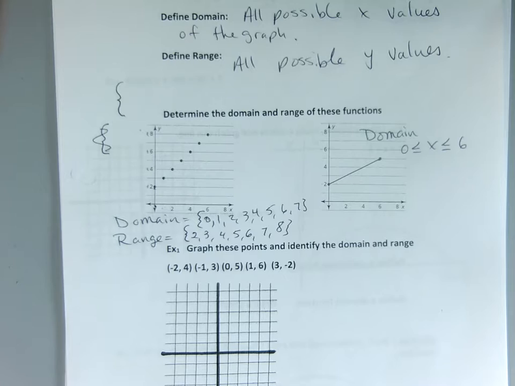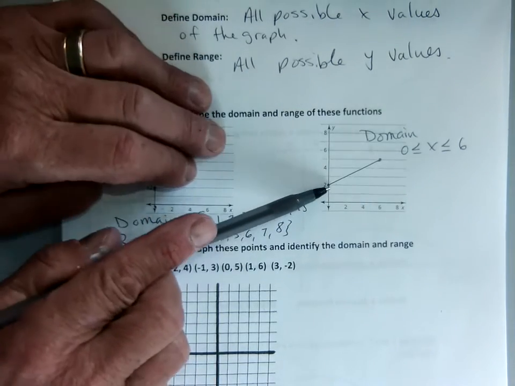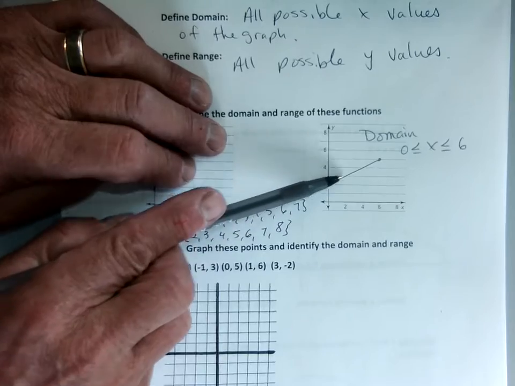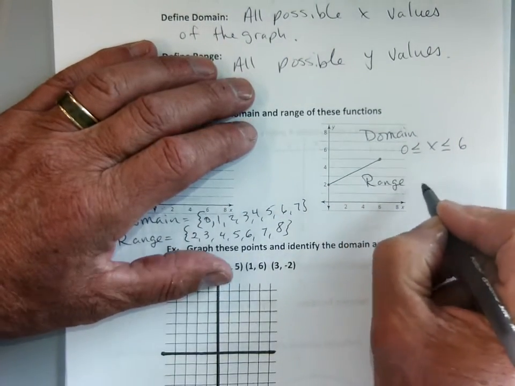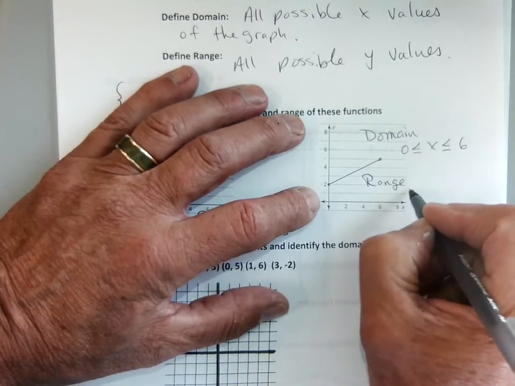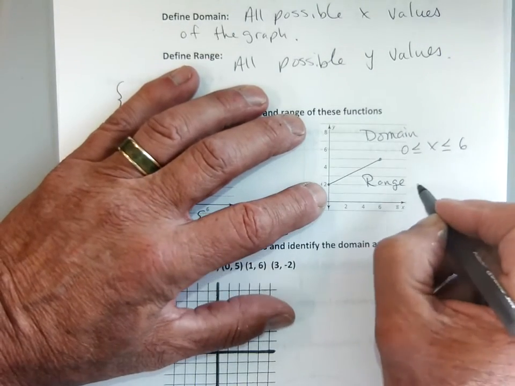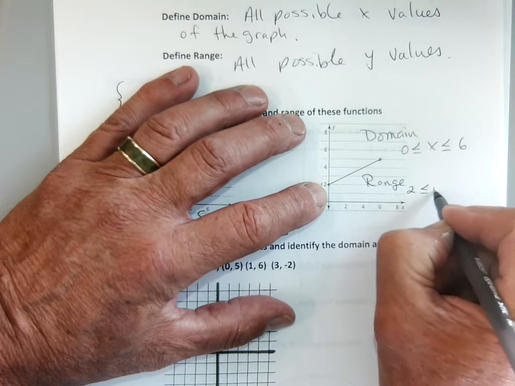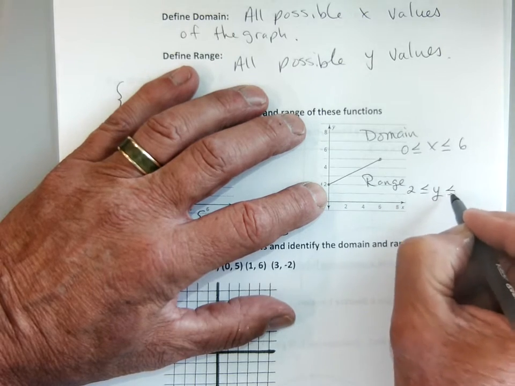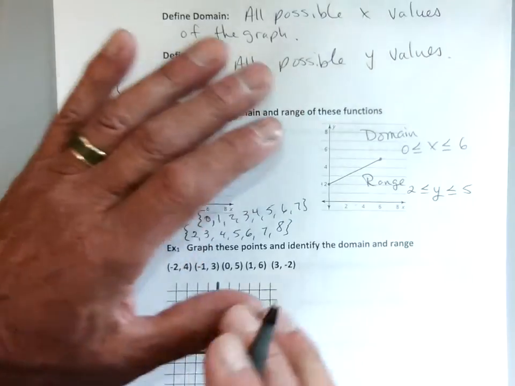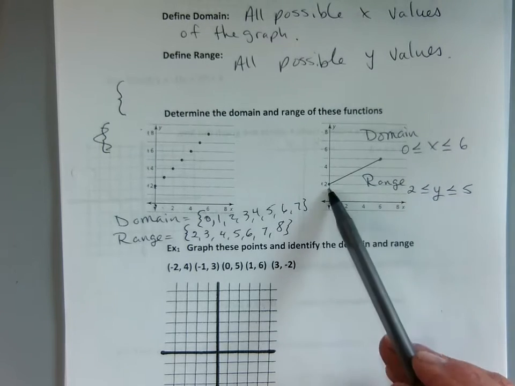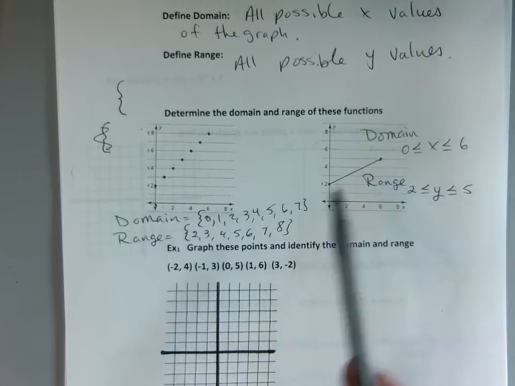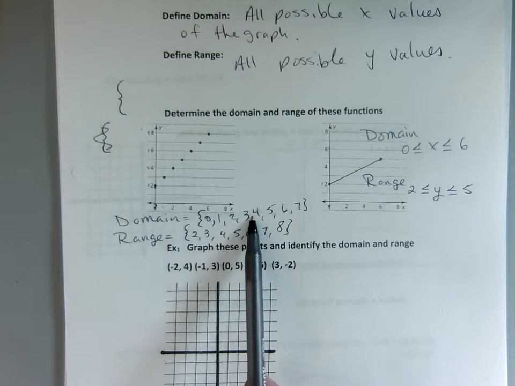And then the range, we'll do the same thing. It's a straight line, so all these points are taken up. On my range, 2 is my lowest, so I'm going to go 2 is less than or equal to y, which is less than or equal to 5, and everything in between. So there's my domain and range in set notation. Pretty easy? We have to do it this way because there's all these values in between. This one was different. There's no values in between. These are just the values.